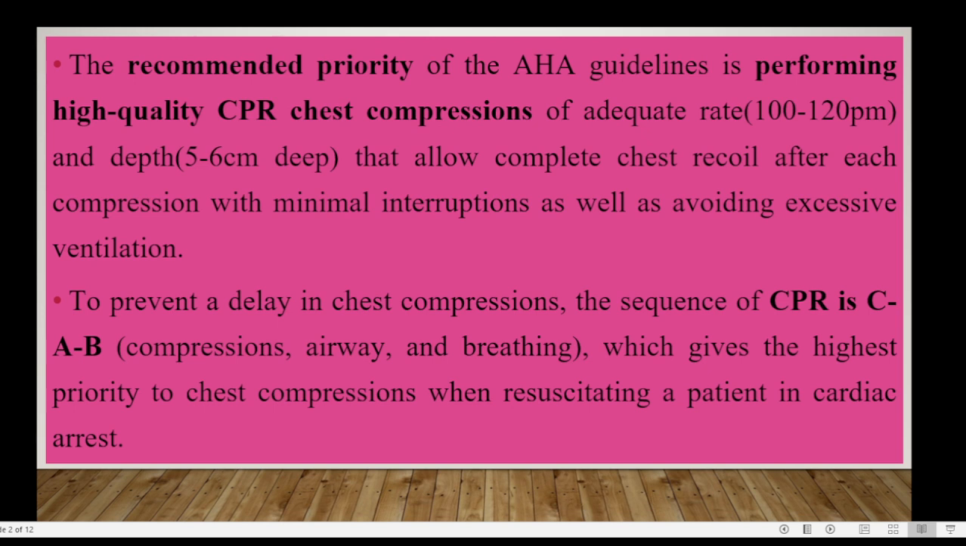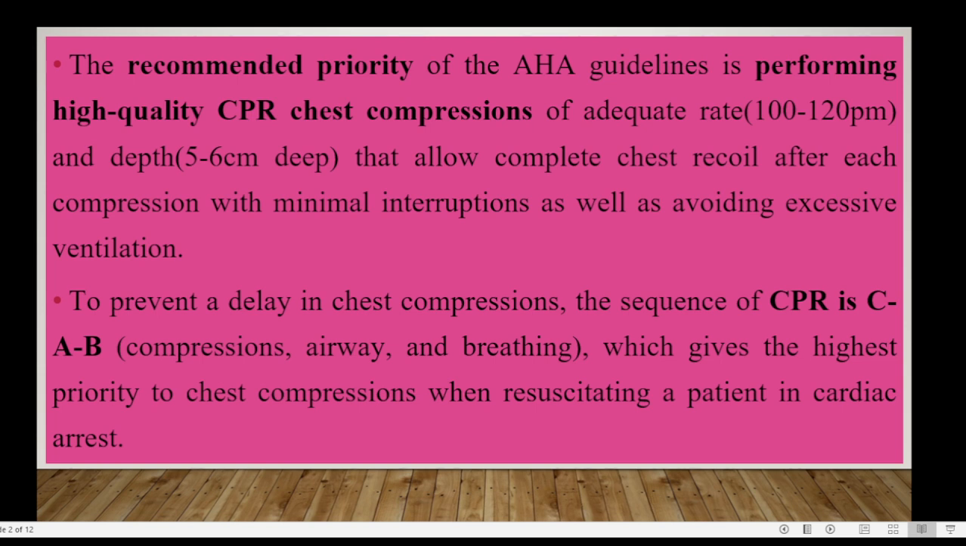In cord management, we normally use the American Heart Association guidelines, and AHA, in short, recommends that the priority intervention for an emergency case is performing high quality cardiopulmonary resuscitation: chest compressions of adequate rate, 100 to 120 beats per minute, and a depth of 5 to 6 centimeters. They say that the healthcare provider ought to allow complete chest recoil after each compression and should have minimal interruption, as well as avoiding excessive ventilation.